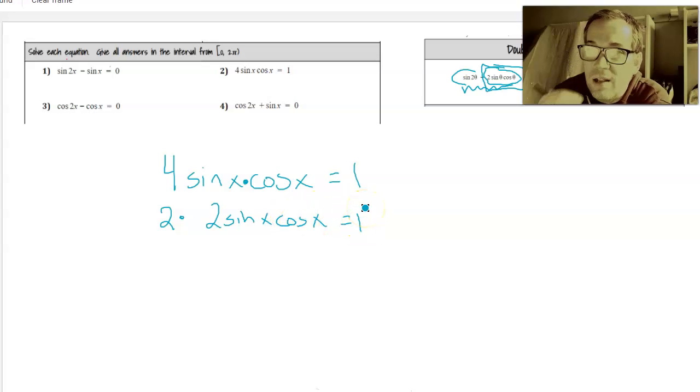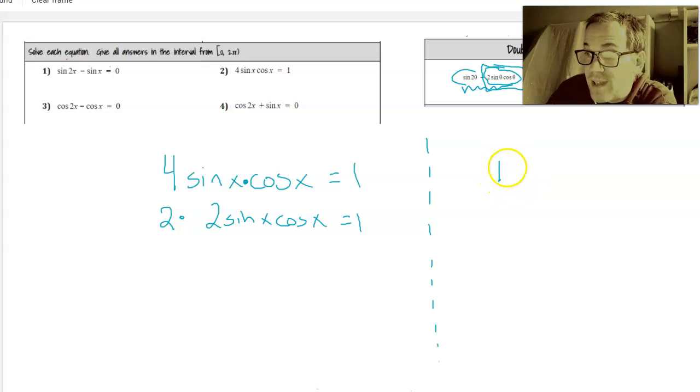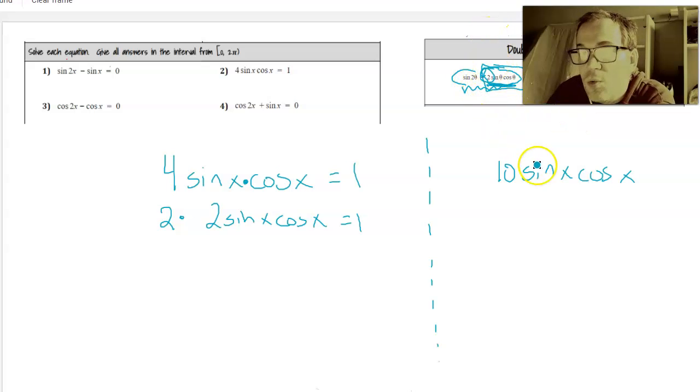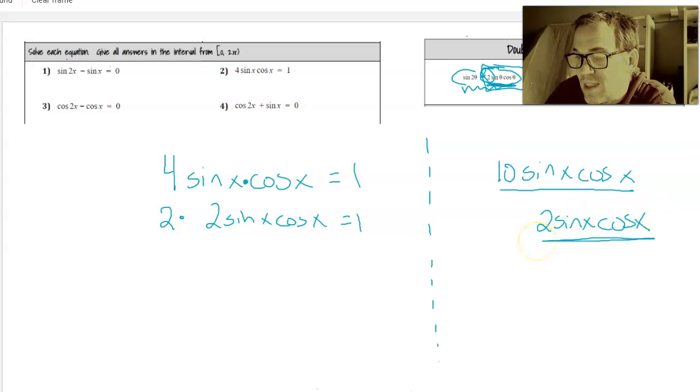Now let me actually go off on a tangent for a second. I think it'll be helpful. Let's pretend instead it was like a 10 sine x cosine x. How could I use the double angle formula to help me rewrite this in terms of one trig function? The 2 needs to be there. I need to have this represented as something times 2 sine x cosine x, because this is the thing I could turn into the sine of 2x.